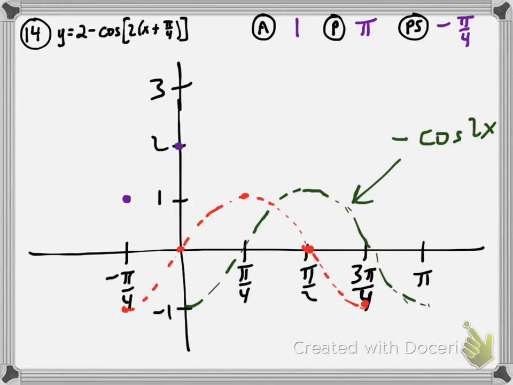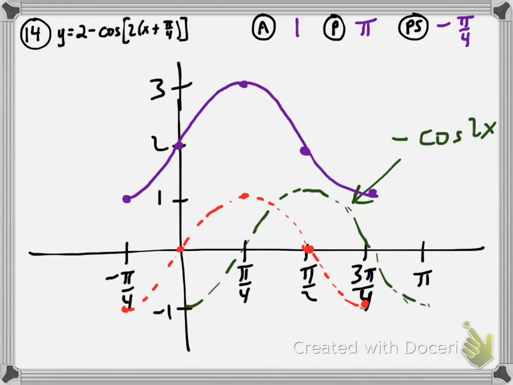1, 2 there. Pi over 4, 1 becomes pi over 4, 3. Pi over 2, 0 becomes pi over 2, 2. And 3 pi over 4, negative 1 becomes 3 pi over 4, 1. Okay, and then we just draw the graph. There you go. That's one period.